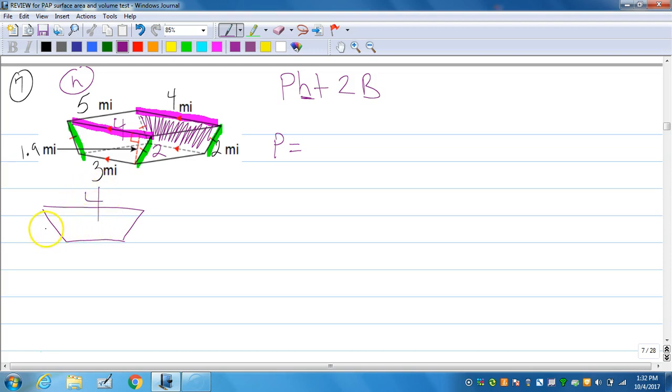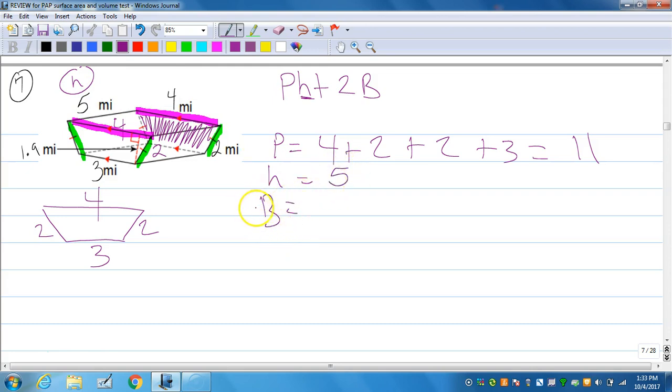This is 4. This is 2. This is 2. And this is 3. The perimeter is 4 plus 2 plus the other 2 plus 3, which gives us 11. The height here, which we said is 5, and now we need the capital B. The area of the base, our base is a trapezoid. When you have a trapezoid, it is B1 plus B2, all that times the height, divide that by 2.